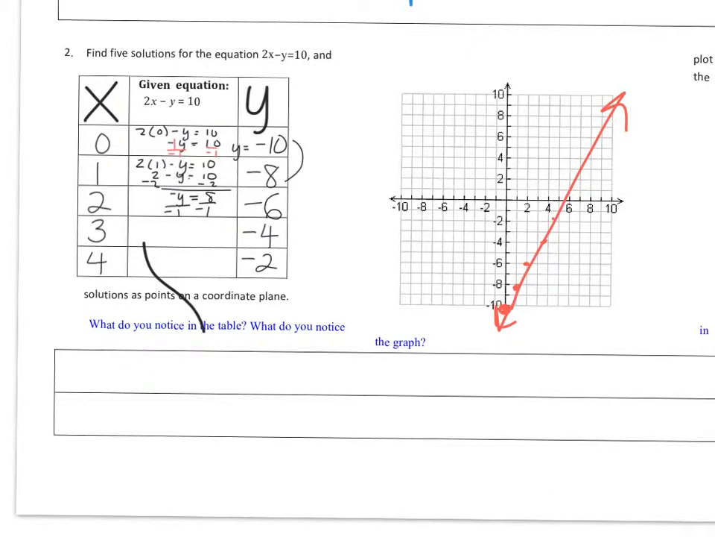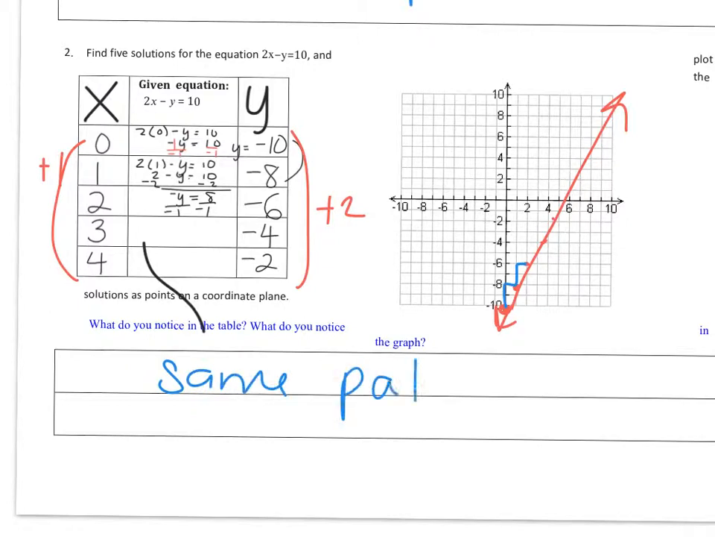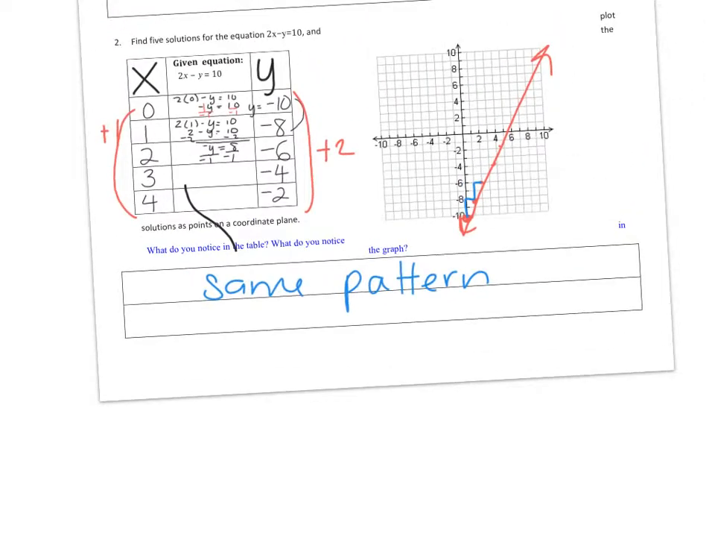What do you notice? This is going up by 2. This is going up by 1. And look at your graph. Your graph is going up 2 over 1, up 2 over 1, just like your table. So same pattern, as always. Okay, next page.